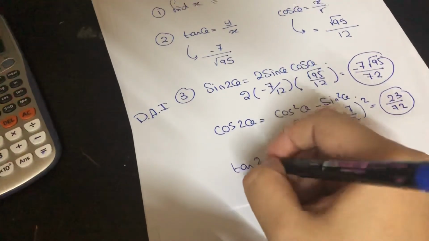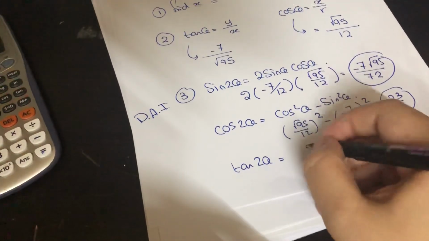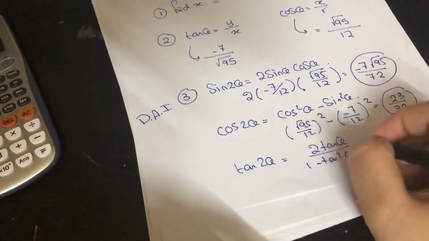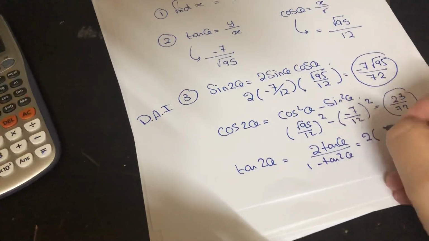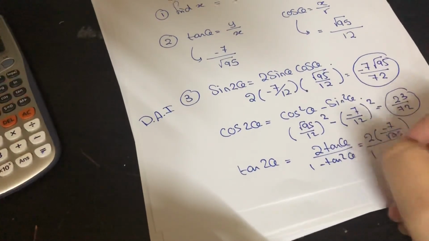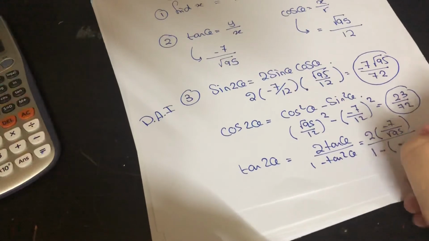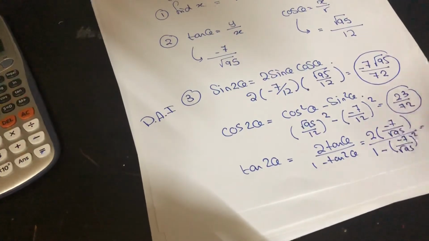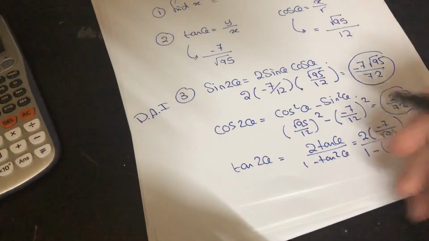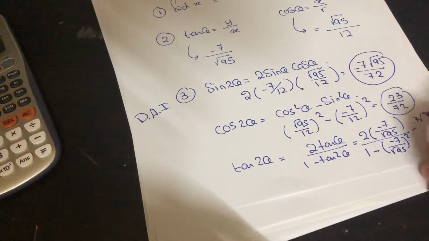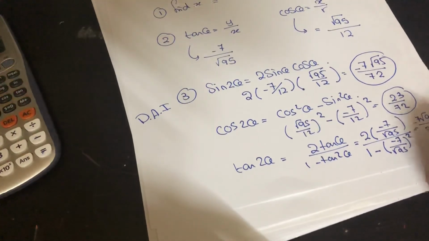And tan 2 theta has one rule, which is 2 tan theta over 1 minus tan squared theta, 2 times negative 7. So if you originally got these wrong, you will get the double angles wrong. So from the beginning, make sure you're calculating everything correctly. And tan double theta will give you negative 7 root of 95 over 23.